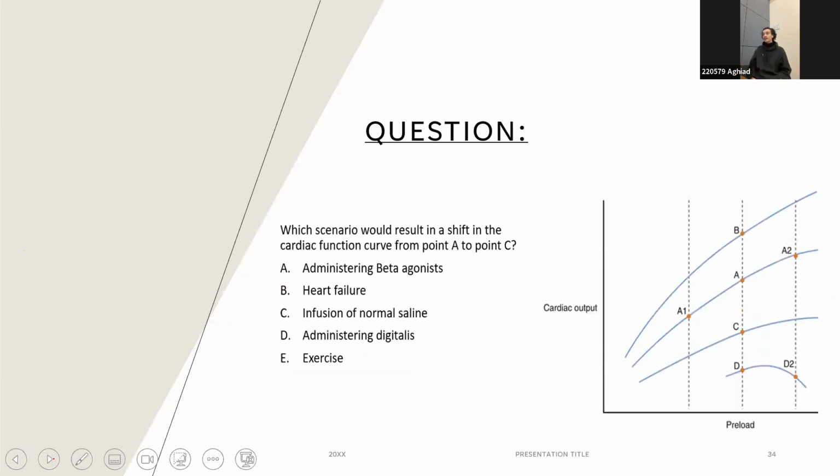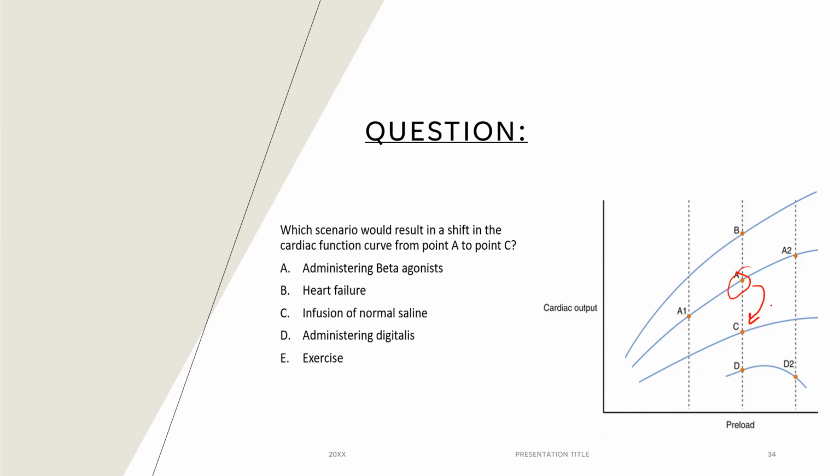All right. And for the last question: which scenario would result in a shift in the cardiac function curve from point A to point C? Think about it, take your time. From point A to point C. What does that affect? B. Okay, one person says B. What do you guys say? Okay, another person says B. I'm very proud of you guys. Yes, it is correct.